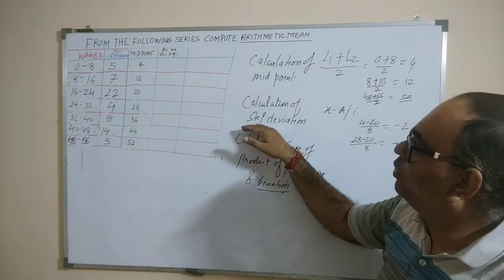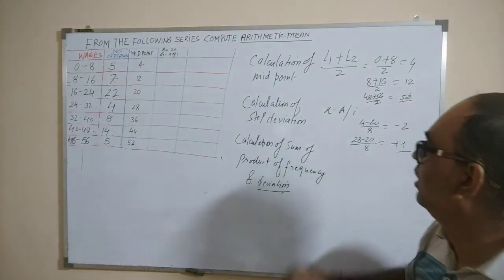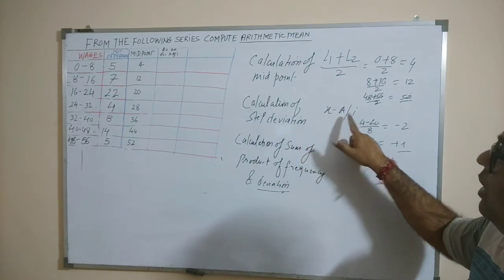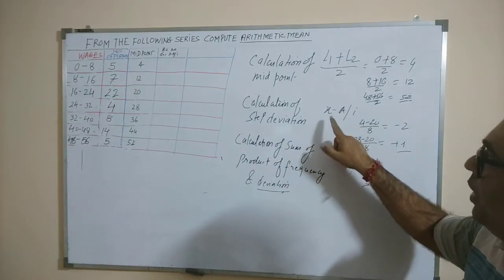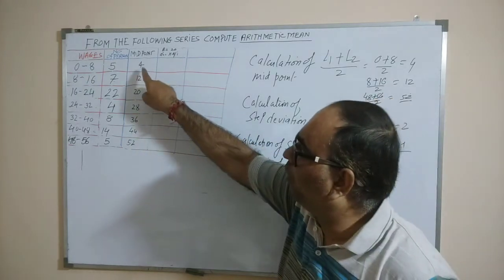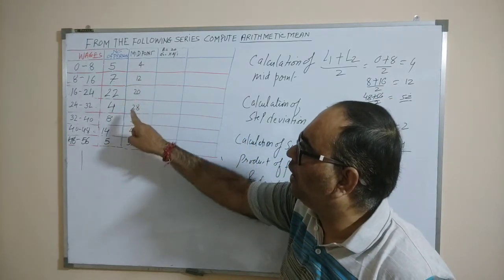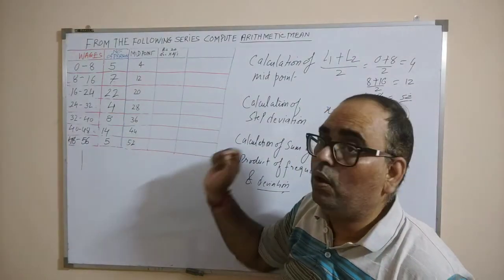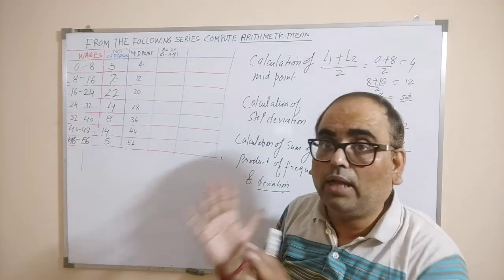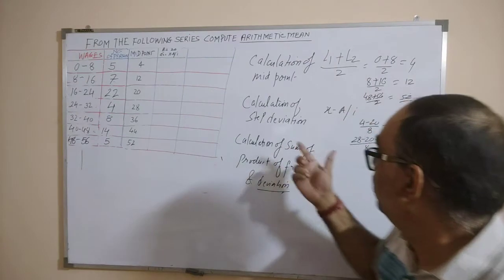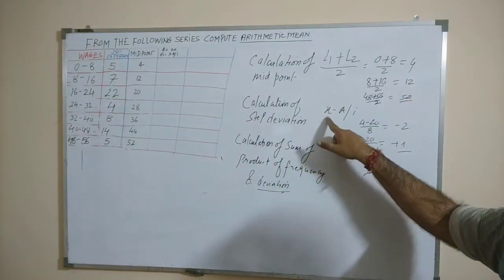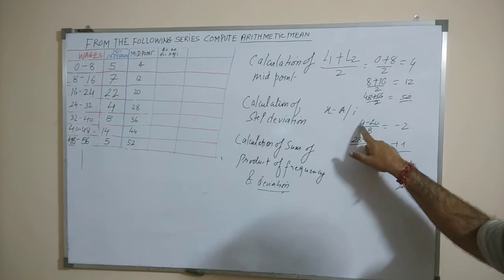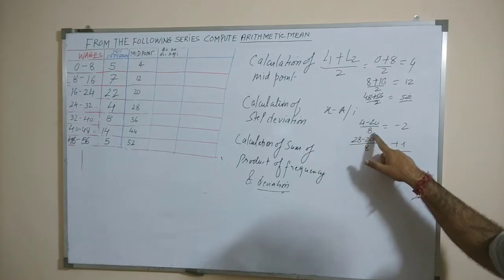I'll show you how to calculate the step deviation. Step deviation is calculated by the formula (x minus a) divided by i. What is the value of x? x will be 4, 12, 20, 28, 36, 44, 52. And a will always be 20 in this question. So how do we calculate it? (x minus a) divided by i. x will be 4, so 4 minus 20 divided by 8.